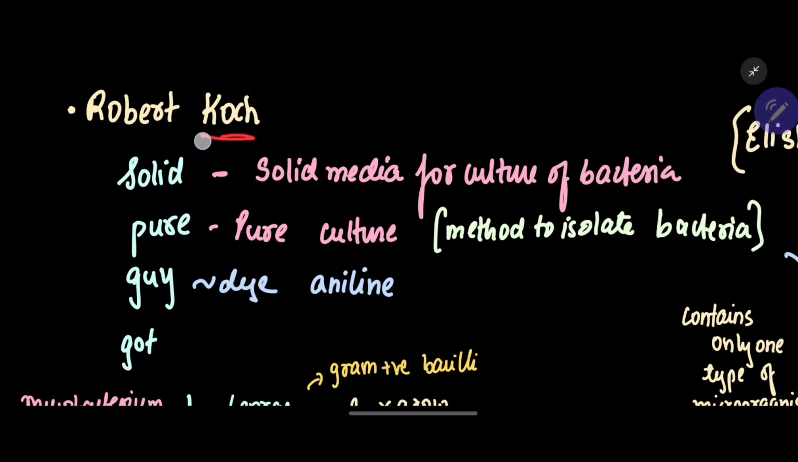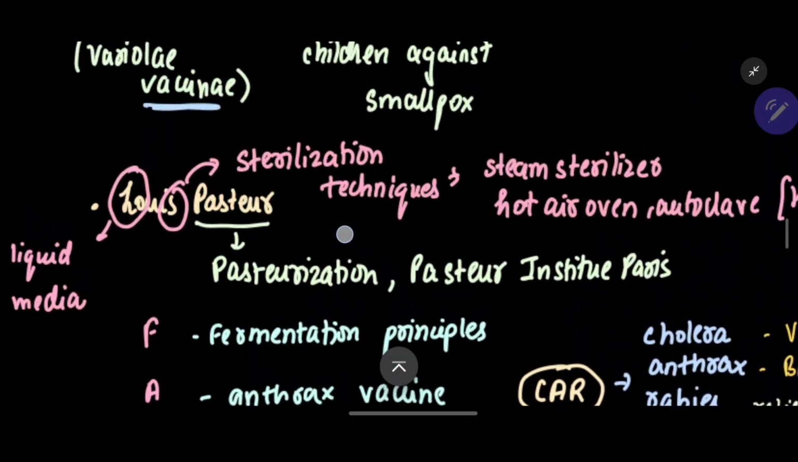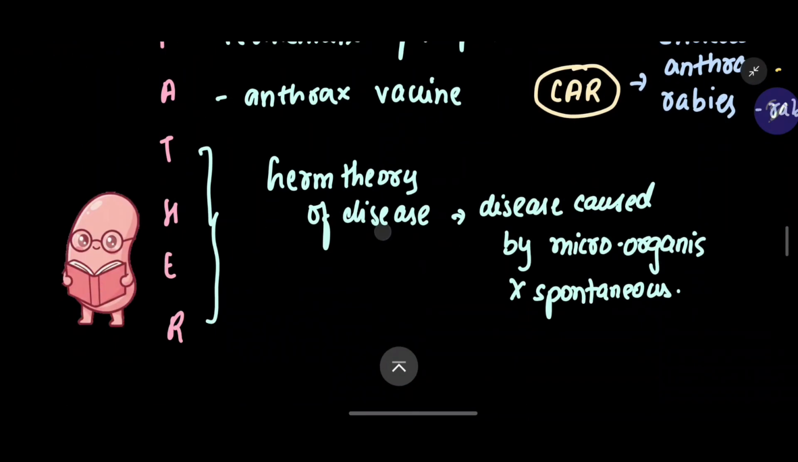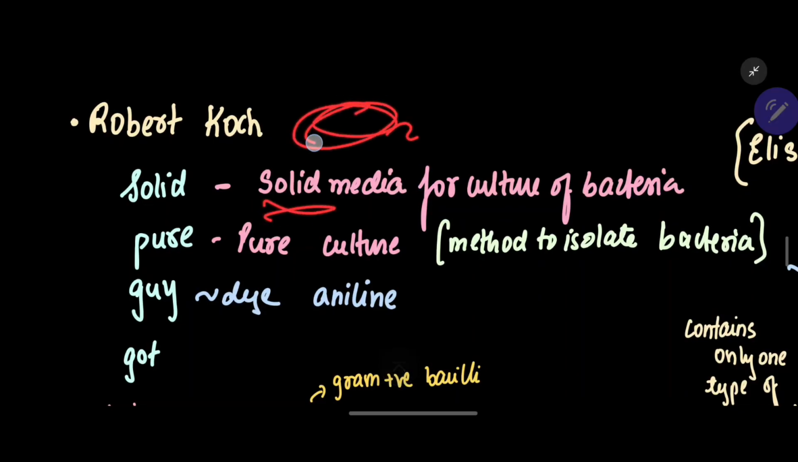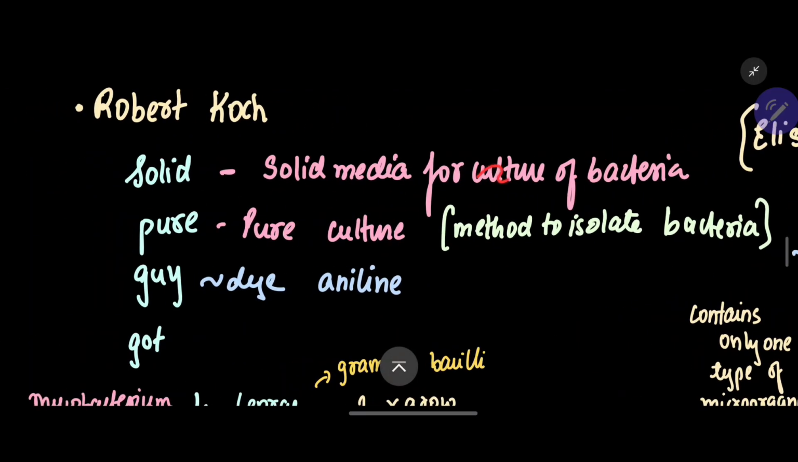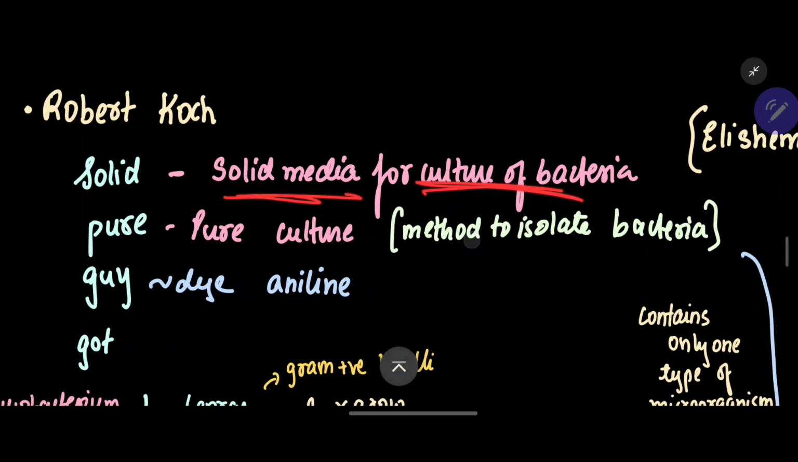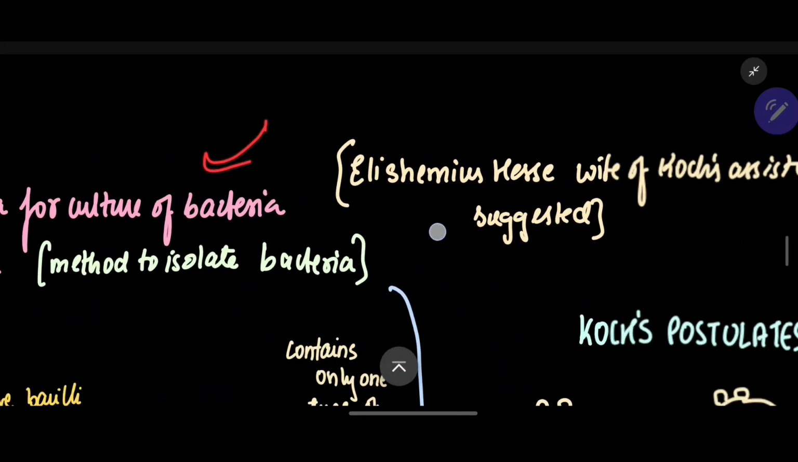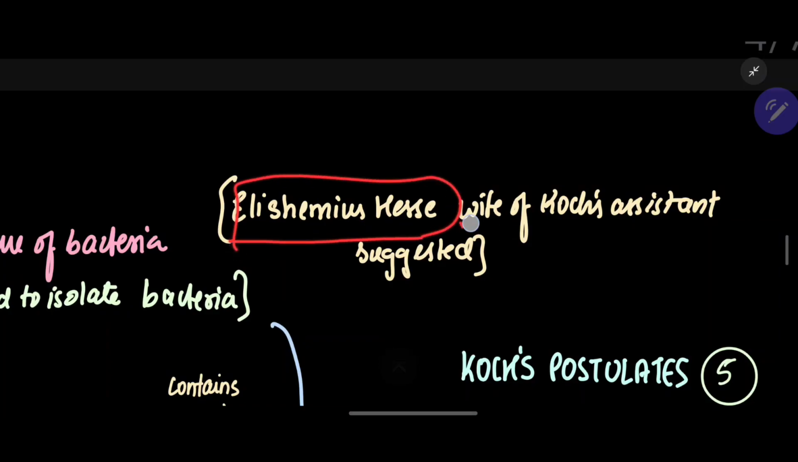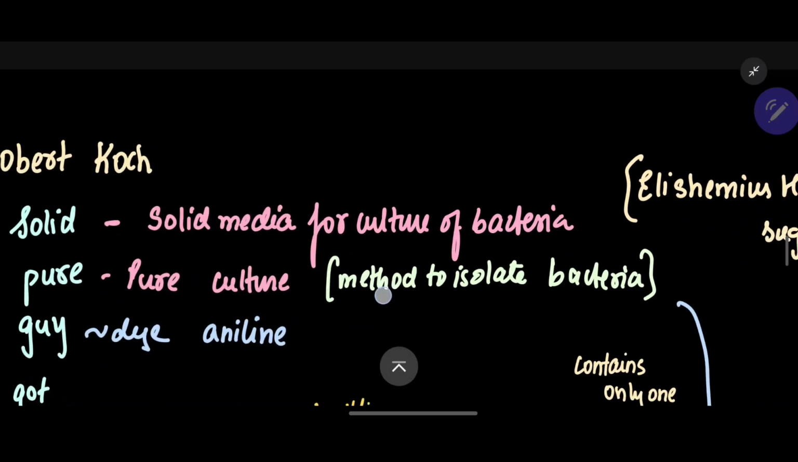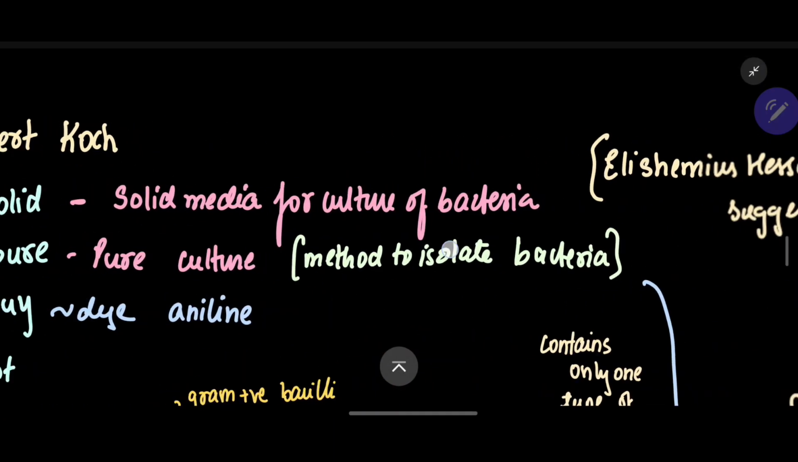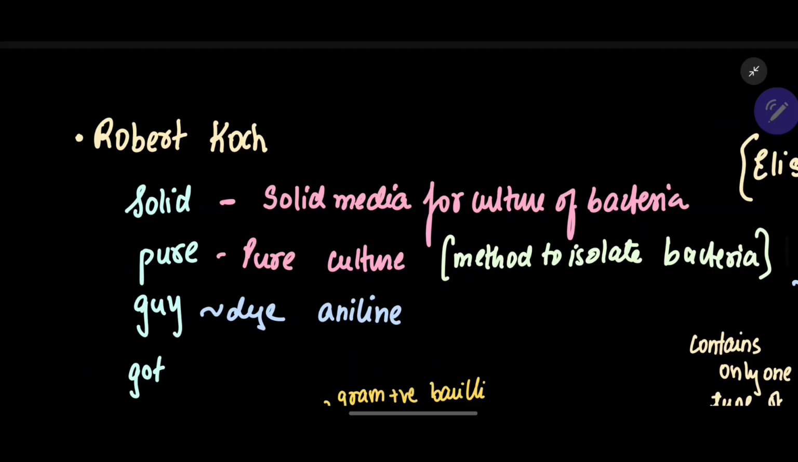Okay. So Robert Koch for solid media for culture. See, Louis Pasteur gave liquid media. This guy was like, oh, we can use solids also to grow. So he was like, let's use solid media for culture of bacteria, but actually this was not his idea. This was this woman's idea. She was the wife of Koch's assistant. So she suggested this and then he was like, oh, smart girl, I'll just copy your idea, and he did that.